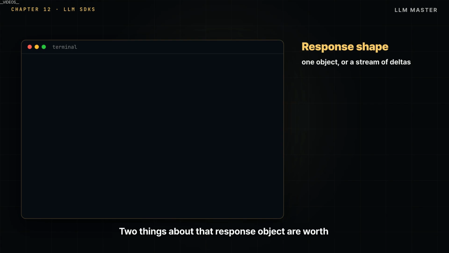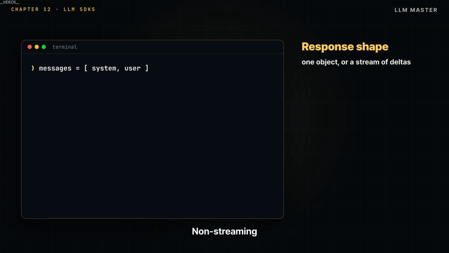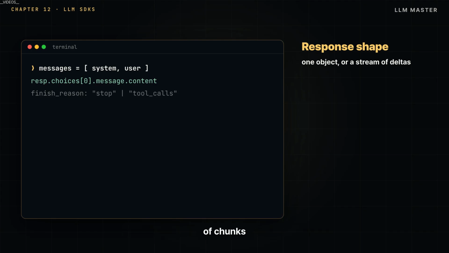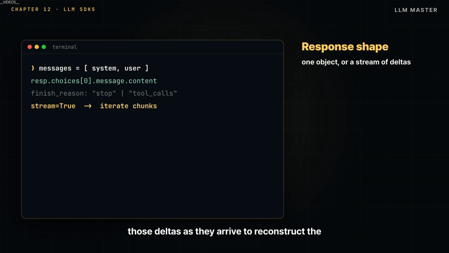2 things about that response object are worth slowing down on: how you read it and how you stream it. Non-streaming, you get one complete object back, and the useful metadata lives next to the text. Finish reason tells you why generation stopped, whether the model ended naturally, hit the token limit, or wants to call a tool. Flip on streaming by passing stream equals true, and instead of one object, you get an iterator of chunks. Each chunk carries a delta, a small fragment of the message, and your job is to concatenate those deltas as they arrive to reconstruct the full text.